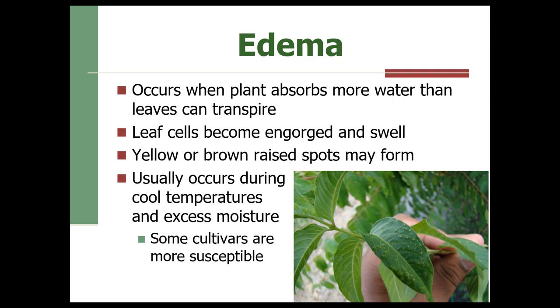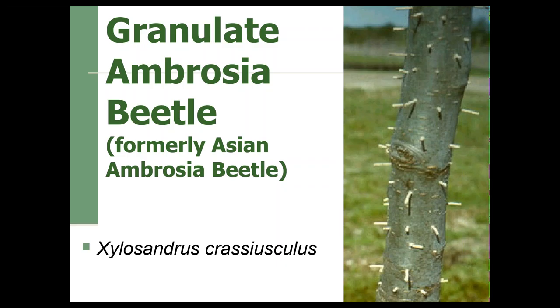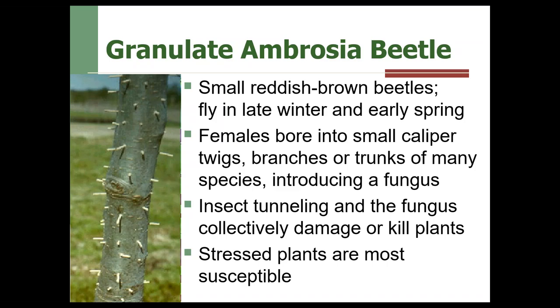Granulate ambrosia beetle, formerly called the Asian ambrosia beetle, is a serious problem with tree production and weak trees in the landscape in general. It's Xylosandrus crassiusculus, and there are small beetles that fly in late winter and early spring. They bore into small caliper twigs, branches, or trunks, and they introduce a fungus, and then they tunnel within the bark of the plant, and the fungus and the tunneling collectively damage or kill a plant. And stressed plants are the ones that are most susceptible.